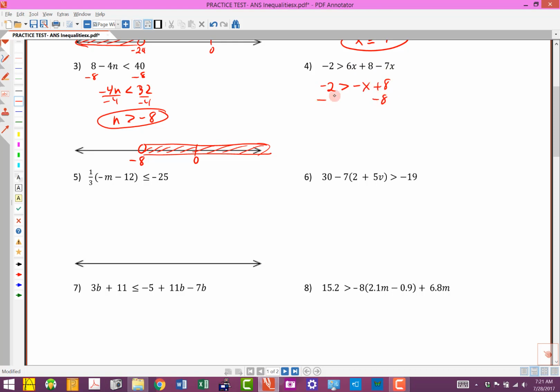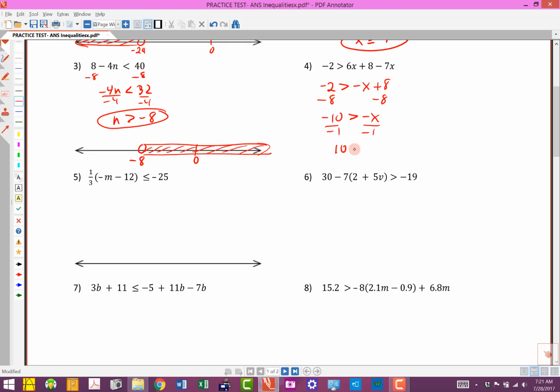Then we're going to subtract 8 from both sides. That doesn't change the direction of the inequality. This is a negative 10. And we've got negative x here. So we're going to divide both sides by a negative. Again, dividing by a negative is going to switch the direction of the inequality.